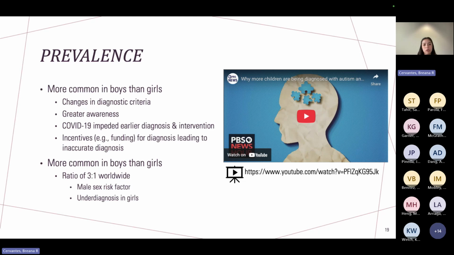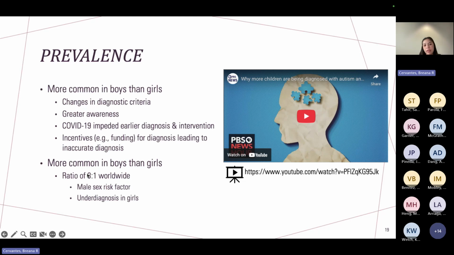This is a more recent note: COVID-19 impeded earlier diagnosis and intervention, so not being able to get out and go to the doctor or get an assessment. And then incentives such as funding for diagnosis leading to inaccurate diagnosis. That's something your textbook puts in there, as there are a lot of movements at different times when it comes to federal funding to spend time looking at a specific disorder. This is just saying there was a big push at one point to do autism research.